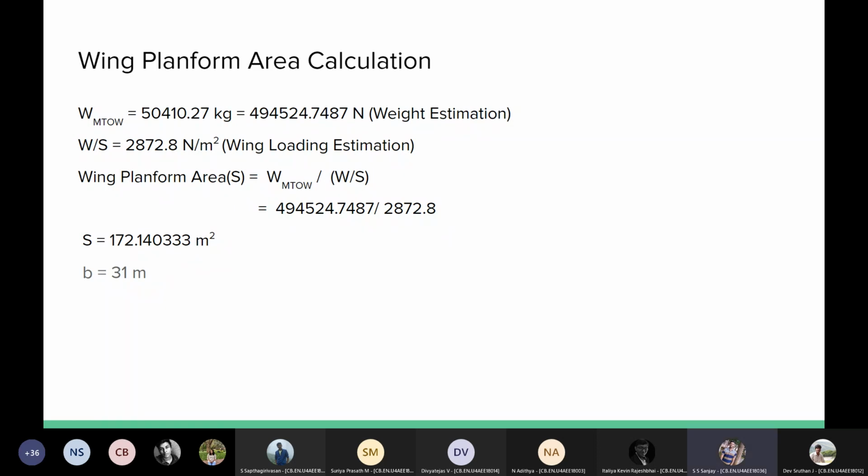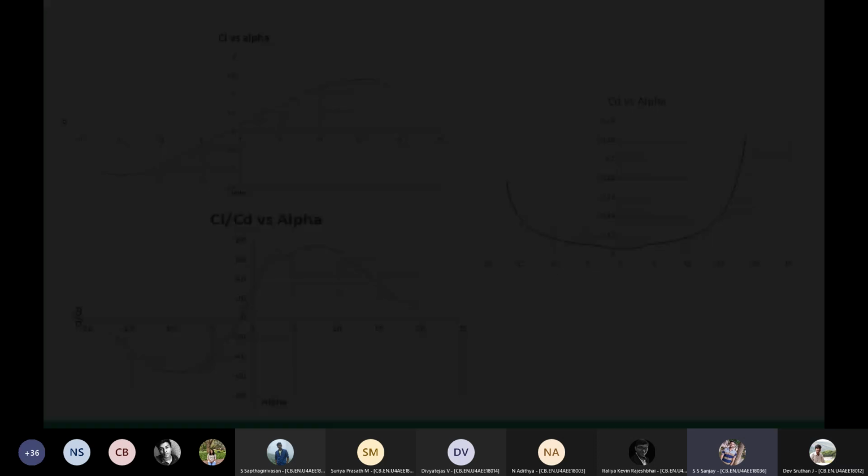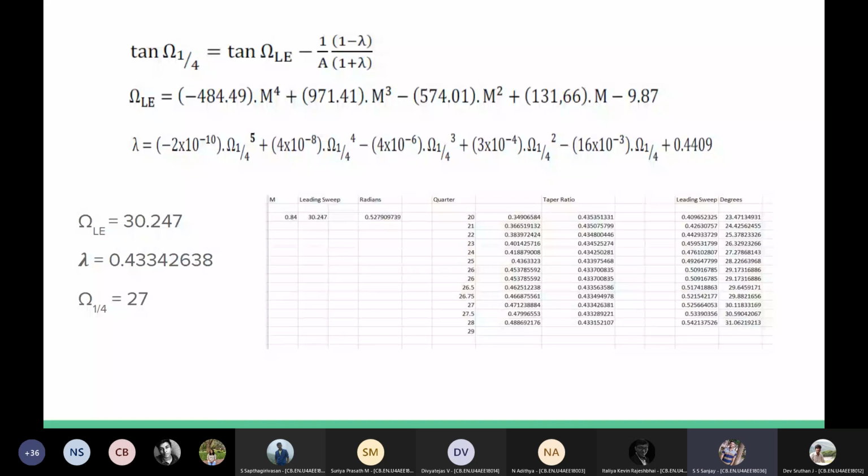Yeah, Dev Shrutan. Sir has a couple of questions. You have done this iterative scheme to find the taper ratio, right? You have to give proper reference to this. Sir has asked that you cite this here and mention in the references where you took this formula from, for taper, leading edge angle, and taper ratio.